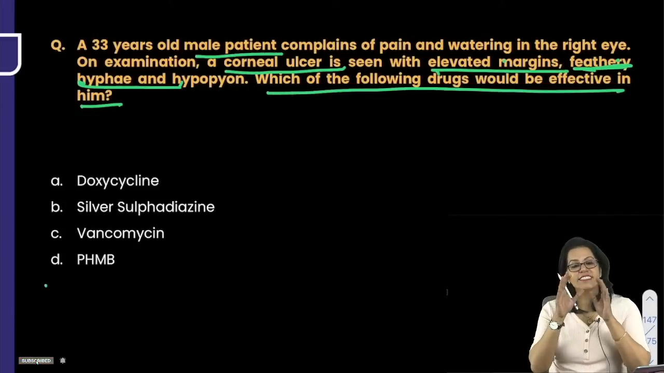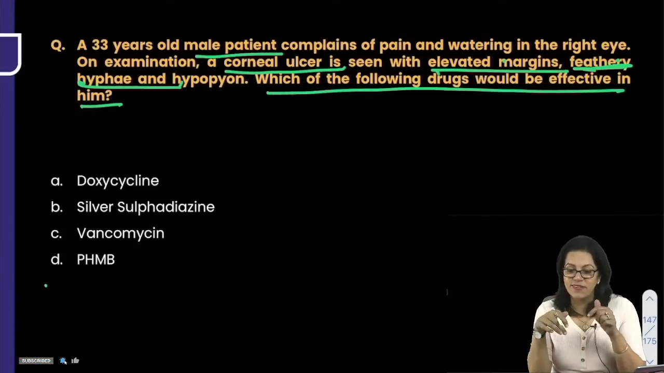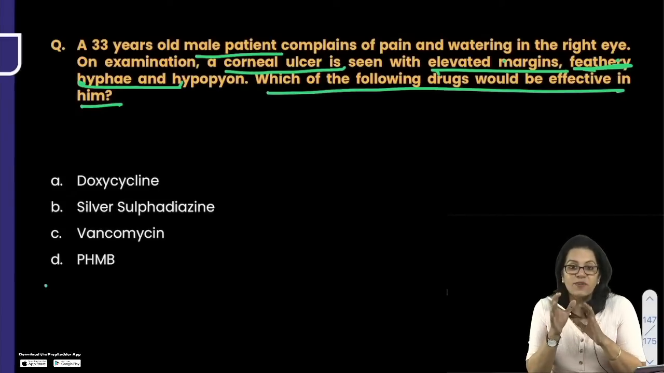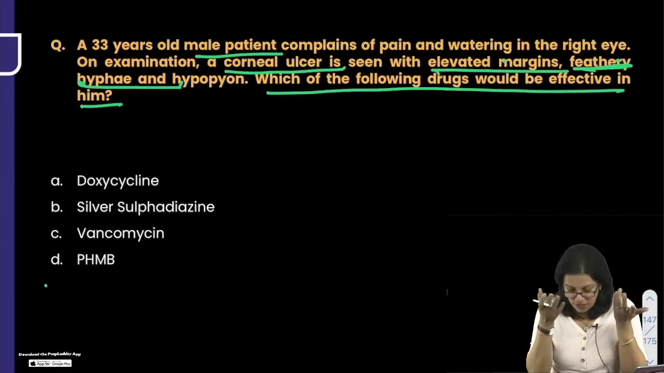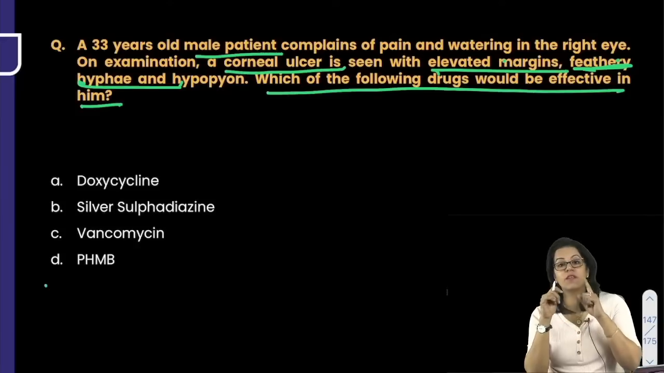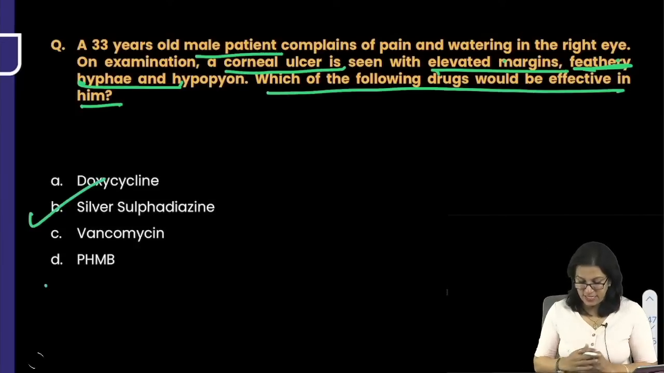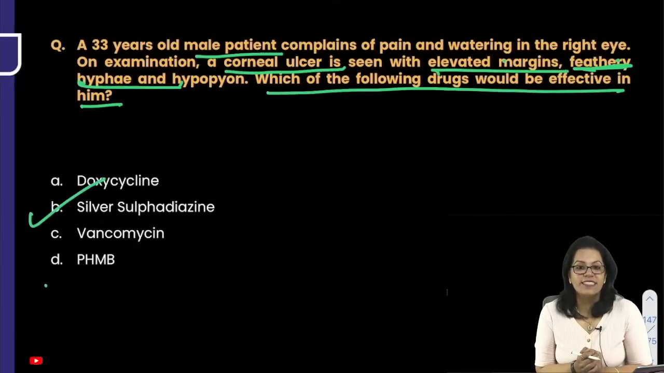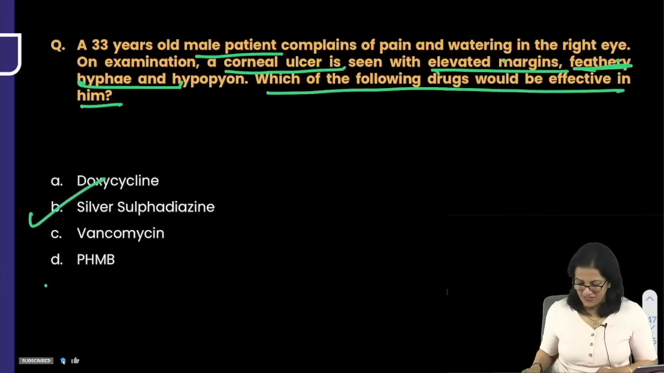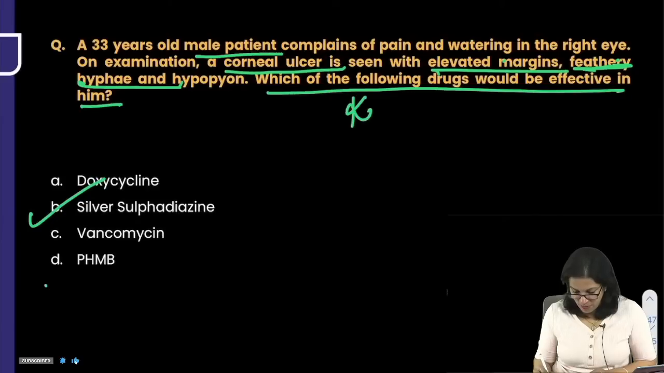This was the exact statement of one of your exam questions. I haven't made this question, this one. So this was the exact question. Others of course I have made, but not this one. And hypopyon. So there are hyphae, it is fungal. Which is the antifungal which is mentioned here? So you should know silver sulfadiazine can be used as an antifungal. So the answer here is silver sulfadiazine. This is what we are trying to check with you. This is also called keratomycosis, isn't it?